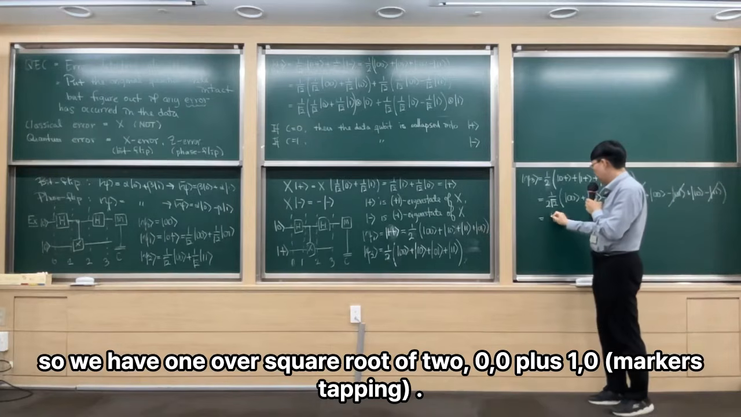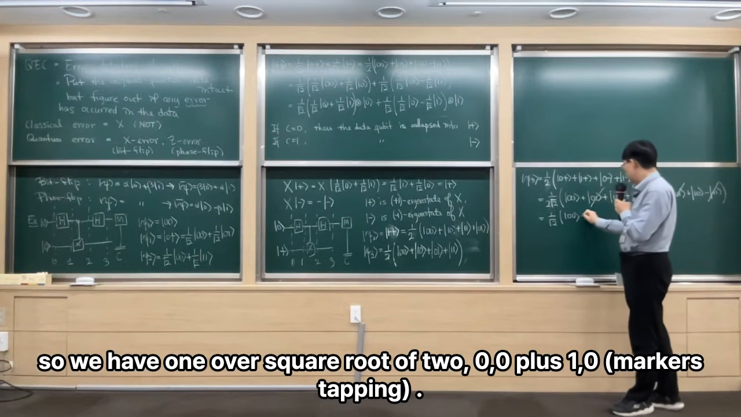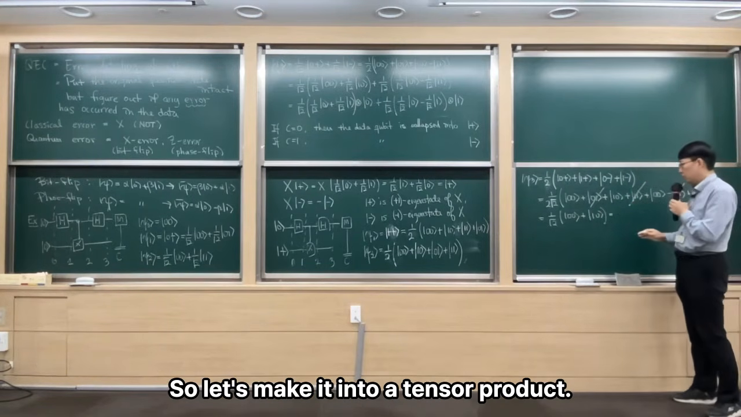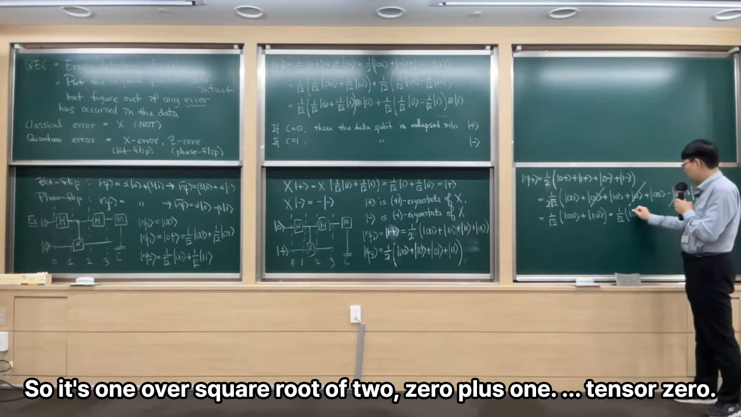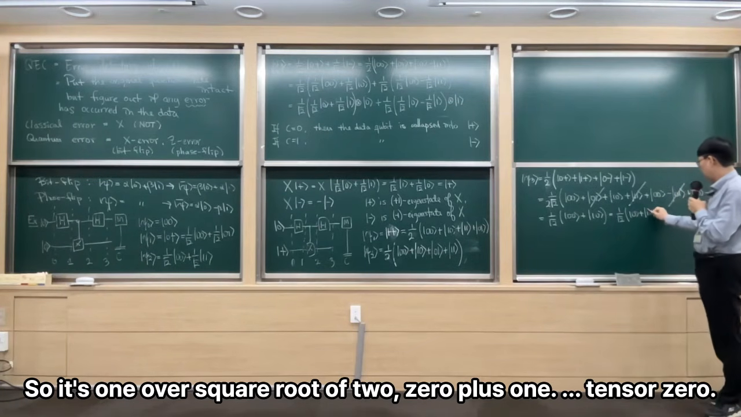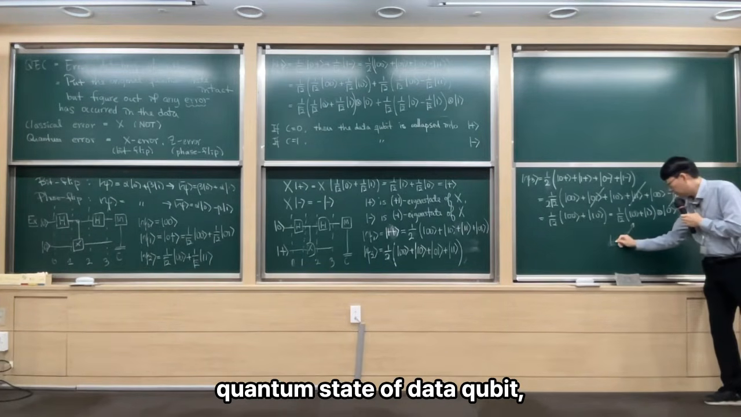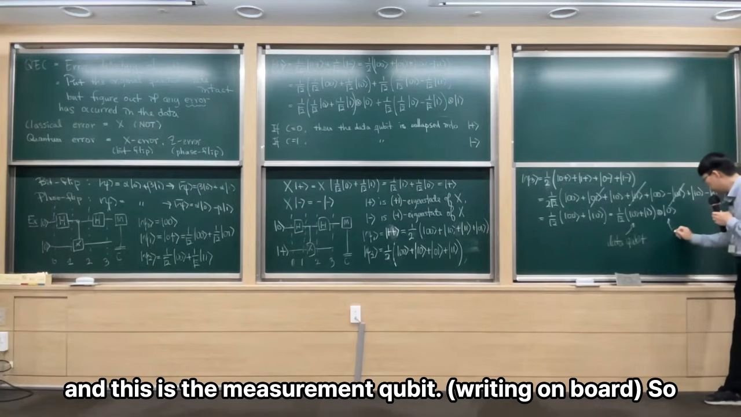So we have 1 over square root of 2, 0 0, plus 1 0. Let's make it into a tensor product. So it's 1 over square root of 2, 0 plus 1, tensor 0. This is the quantum state of the data qubit, and this is the measurement qubit.